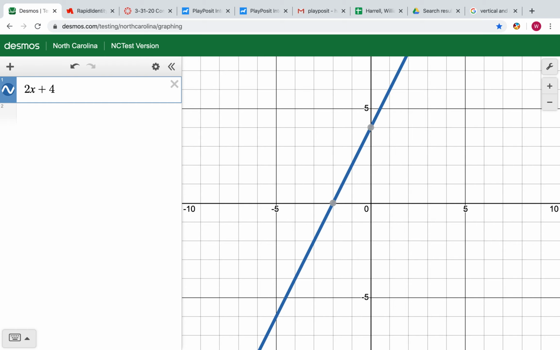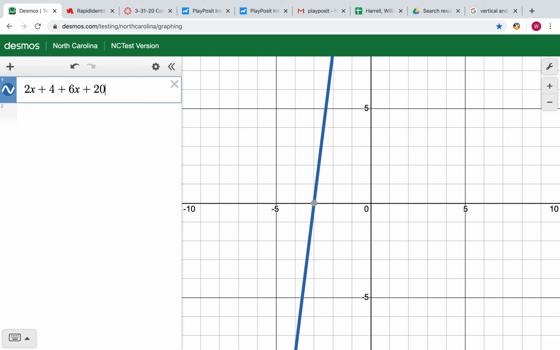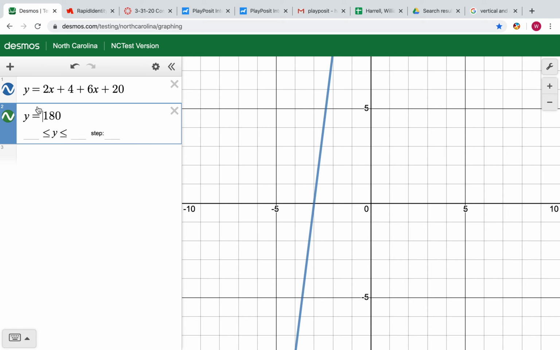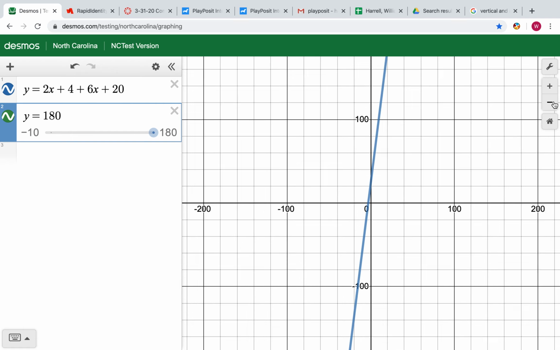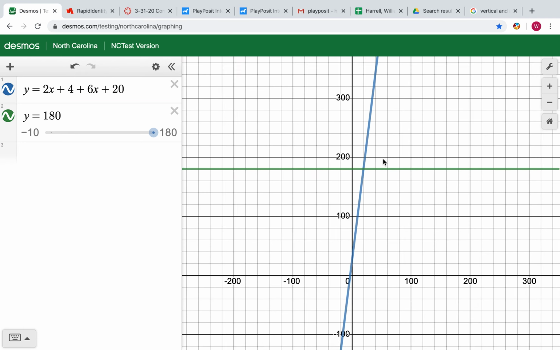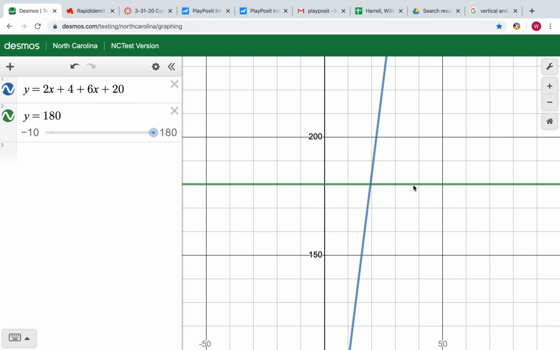2x plus 4 plus 6x plus 20. And now again, I'm here, and I left off y equals. I apologize about that. But now I have 180. If I just type 180, I don't get anything. That's why it's so important to do y equals. Now again, when you solve a system, you just zoom out until you can see both graphs. And then, again, I like to zoom in to where I can very clearly see where they intersect.